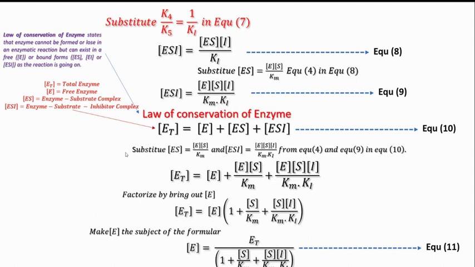Okay, so we are going to substitute ES, which is in equation 4, and plug it into equation 8. When you do that, you will find that ESI will be equal to E multiplied by S multiplied by I all over Km multiplied by Ki.